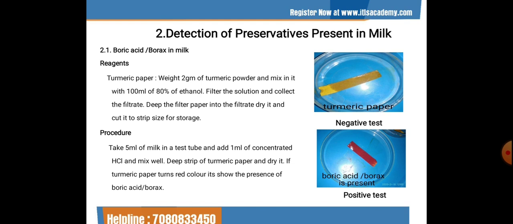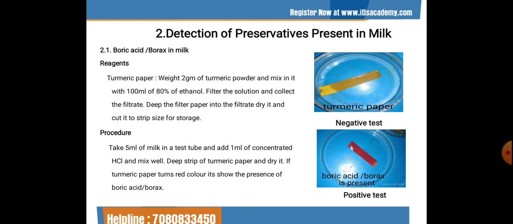This is the method of making a turmeric paper strip, because we detect the presence of boric acid by dipping these strips. So it is a procedure to make a strip before you perform the experiment. Now the procedure is, we take 5 ml of milk in a test tube and add 1 ml of concentrated HCl and mix well. Dip the strip of turmeric paper and dry it.